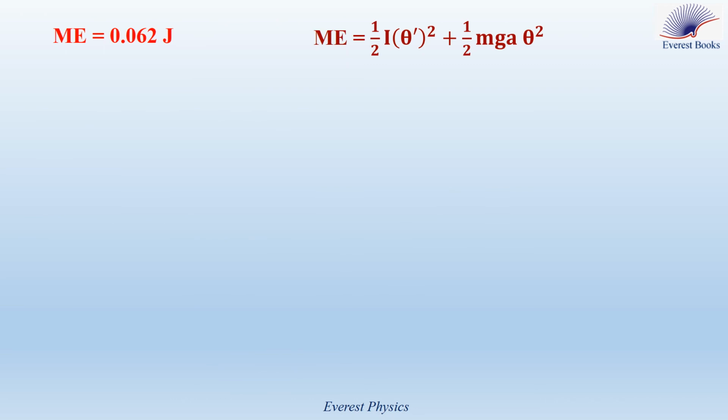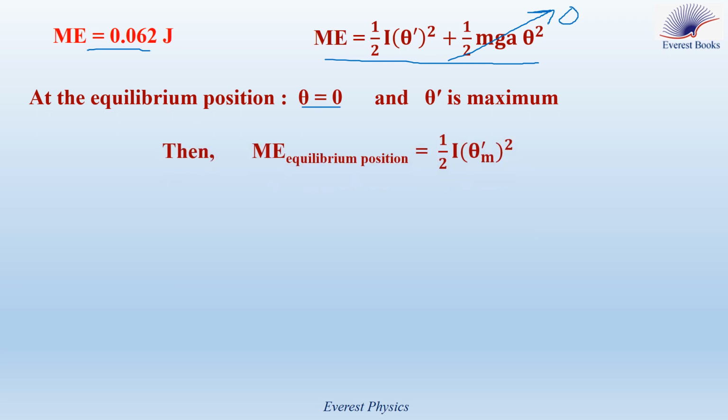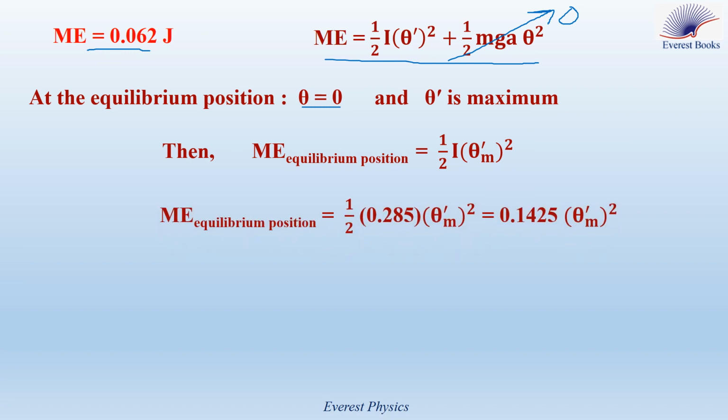Let's determine the maximum angular speed of the pendulum. So we have the constant value of the mechanical energy and the expression of the mechanical energy. Now at the equilibrium position, you know that theta is equal to 0 and theta prime is maximum. Now if theta is equal to 0, then GPE is equal to 0. So the mechanical energy at the equilibrium position is equal to 1/2 I theta prime m squared. Replace I by its value. I is equal to 0.285 kilograms meter squared. This is going to be 0.1425 theta prime m squared.